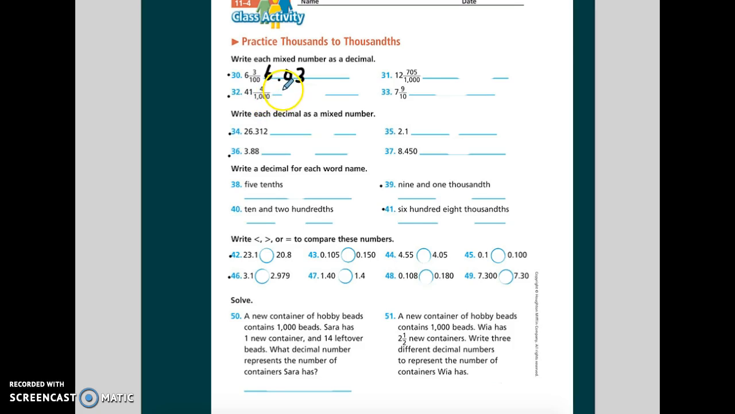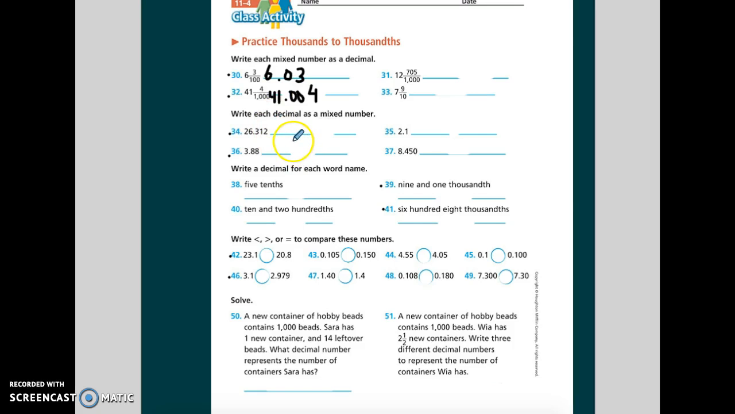All right, so I would write my 4 first, and it's 4,000. So I count my zeros, there's 3, so I go 1, 2, 3. So I need to add 2 zeros in there. Then I look at my whole number, which in this case is 41. So that's going to go to the left of my decimal. So we've got 41 and 4,000ths.